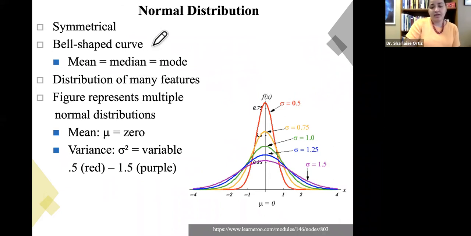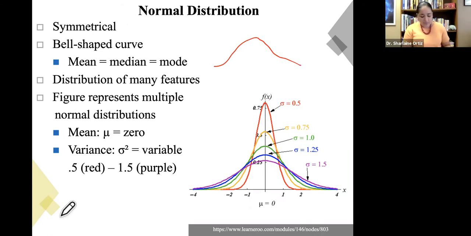Another characteristic is that it has a bell-shaped curve, right? So it looks like a bell. Why does it have that bell shape? It's because of characteristics of the mean, the median, and the mode. Let's talk about the mean first. The mean is basically the average. It is the sum of all the values you came across during the study, added up and divided by the number of values.